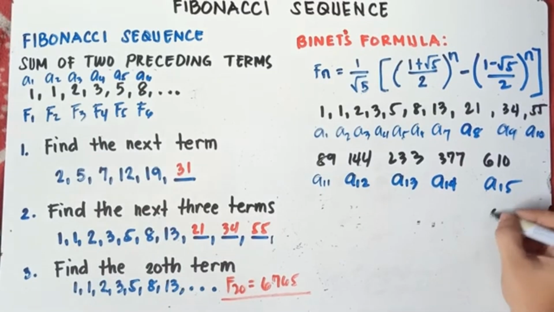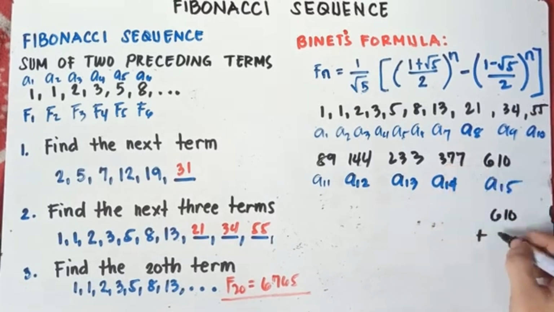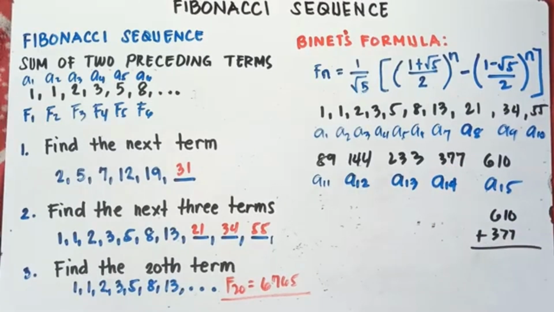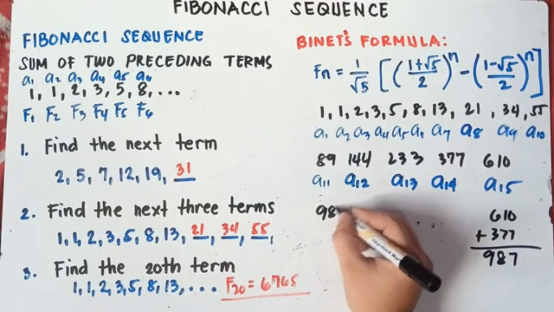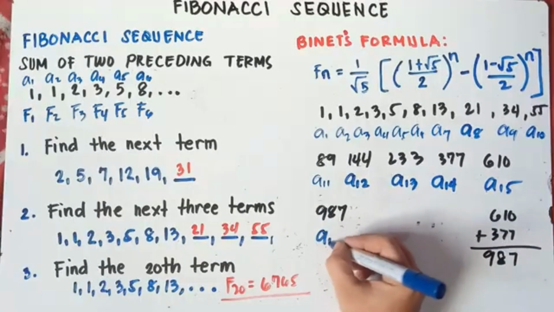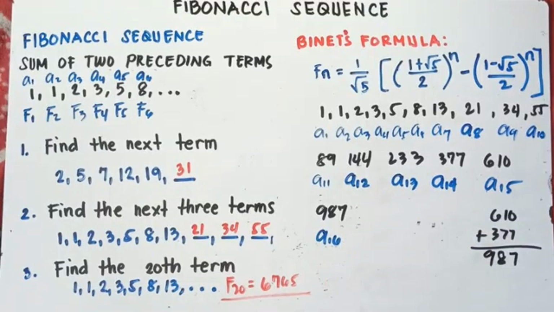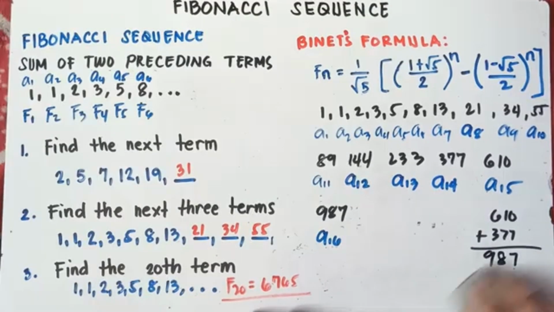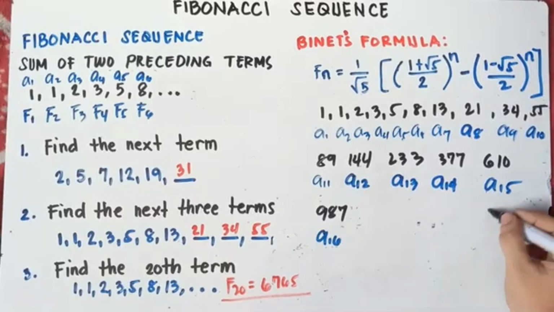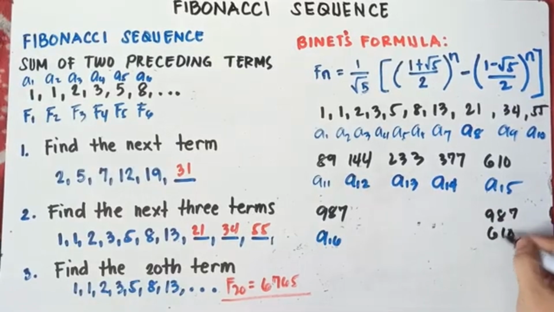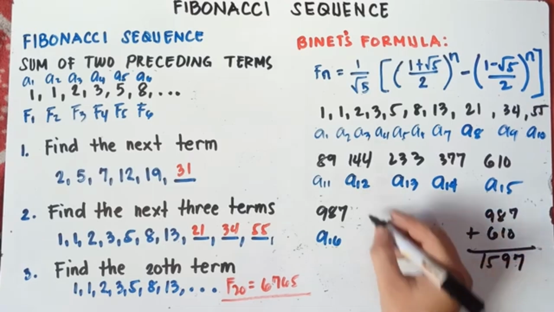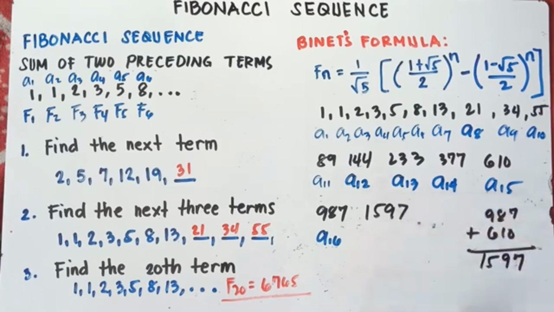So 610 plus 377. 0 plus 7 is 7. 1 plus 7 is 8. 6 plus 3 is 9. 987. So 987 is the 16th term. Alright, 987 plus 610. 7 plus 0 is 7. 8 plus 1 is 9. 9 plus 6 is 15. So 1597, that is the 17th term.